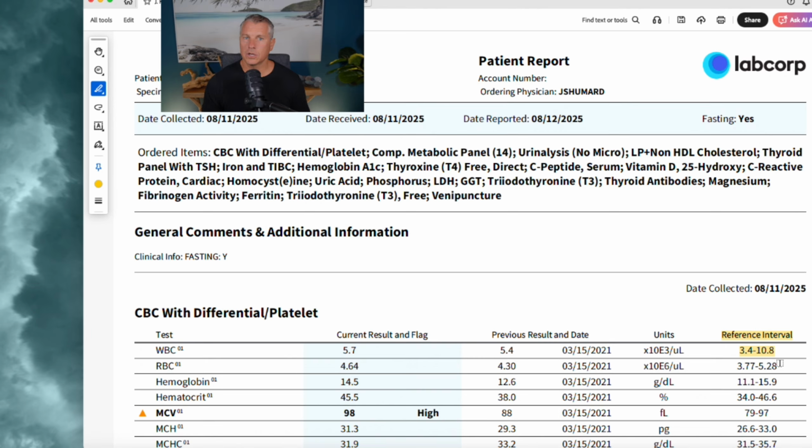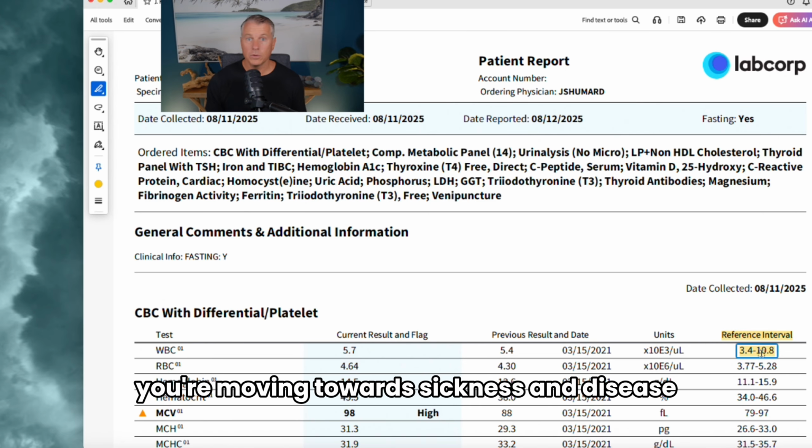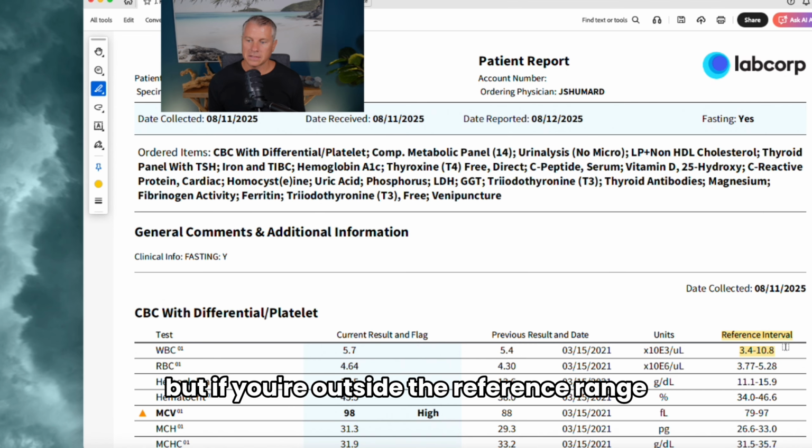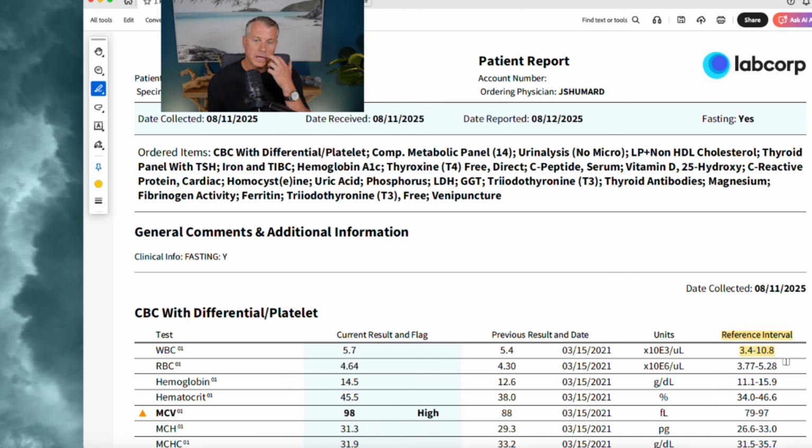Healthy ranges are much narrower. Think of it as like the midline between a reference range here. If you're outside of a healthy functional range, you're moving towards sickness and disease. But if you're outside the reference range, you're already in a disease process. So when we look at this type of test here, we can see multiple problems that are going on.